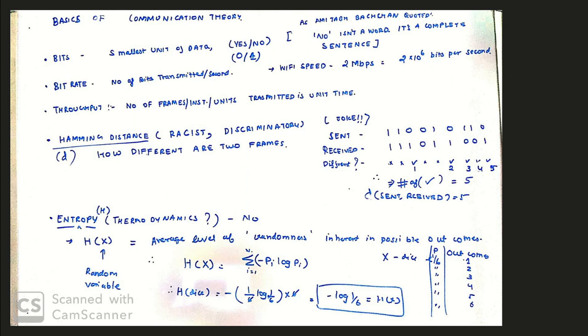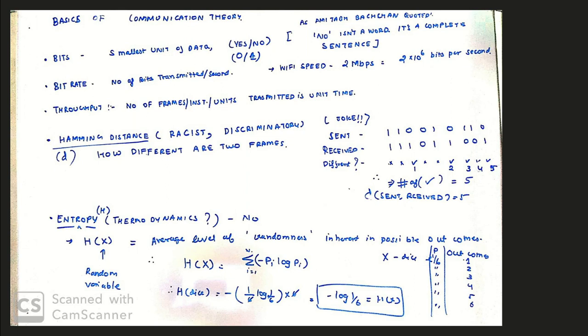So let us suppose we have sent a frame 1100101110 and received the frame 111011001. Let us see which bits have changed. The first bit pair is 11, so not changed. Then 11, not changed. 01, yes, it has changed. 00, not changed. 11, not changed. 01, yes, it has changed. 10 changed. 10 changed. 01 changed. So the number of bits that have been changed is 5. This is the Hamming distance between these two frames.